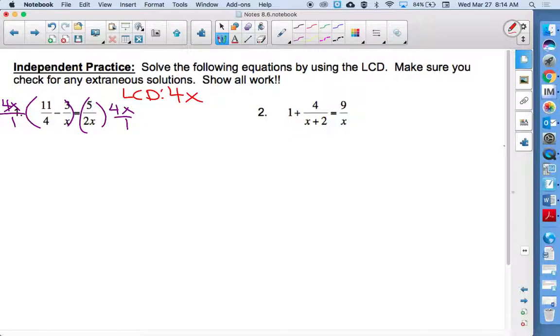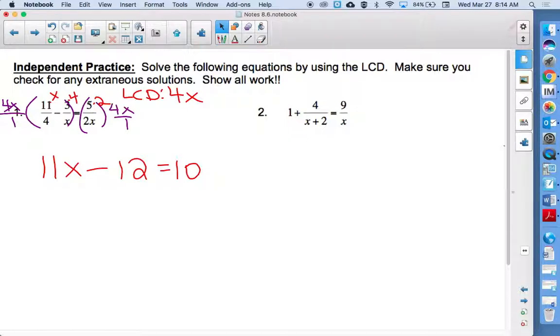So there's a 4 currently in my denominator. It's missing the 11. So 11x would be what's left for the top. So whatever part it's missing is what we need to multiply by. So this is missing an x. The next one has an x, but it's missing the 4. So that would become 11x minus 12. On the right side, it has a 2x, but it needs to be 4x, so I would have to multiply that one by 2. And this one's actually really easy to solve, because now we just have 11x minus 12 equals 10.